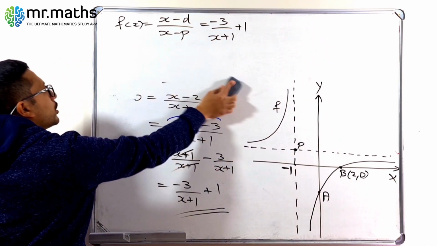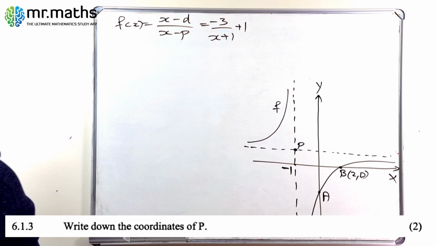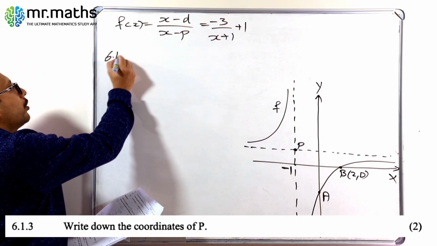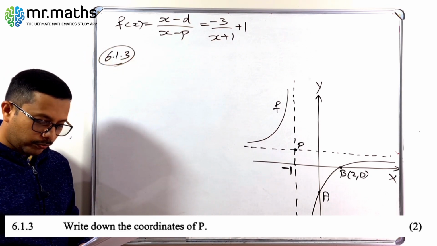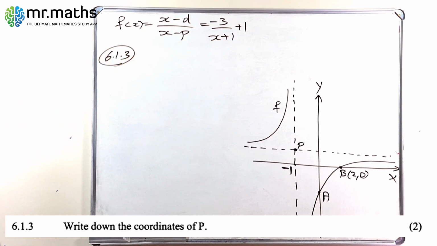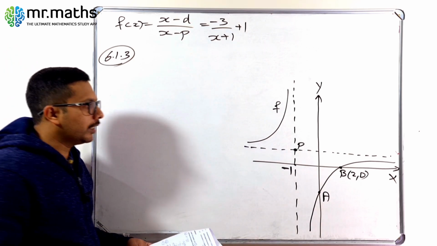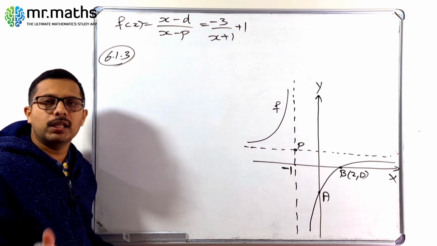Now let's go to 6.1.3. Question number 6.1.3. What is that question? Write down the coordinates of P. You have to write the coordinates of P. So where is this P? P is here. That is the intersecting point of the asymptotes.